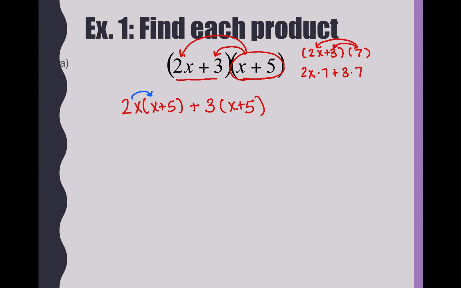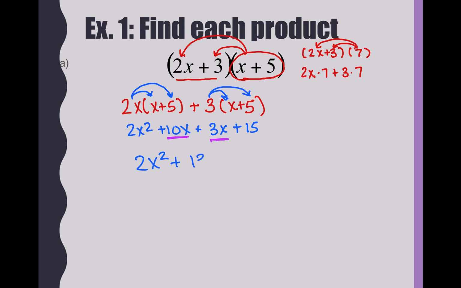Distribute 2x into that polynomial, x plus 5. 2x times x is 2x squared. 2x times 5 is 10x. Plus, let's see, 3 times x is 3x. Plus 3 times 5 is 15. Our last step is combine like terms. Those are both x's, so our final answer is going to be 2x squared plus, well, 10x plus 3x is 13x plus 15.